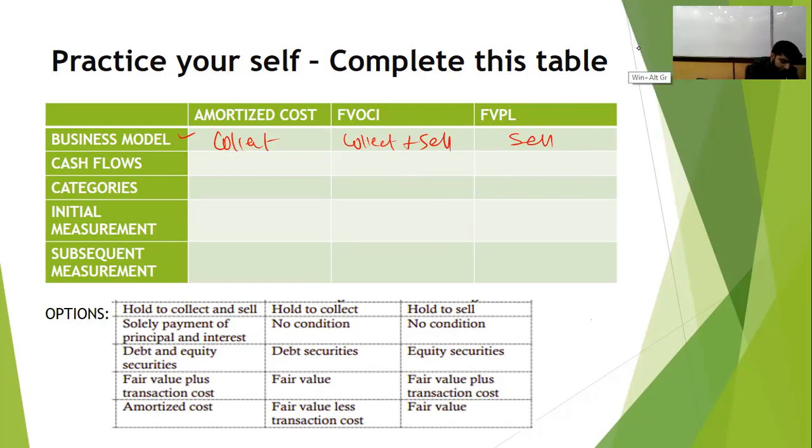Kindly please complete this table. Options are given below. You may use these options to complete this table. Complete this table, please. Yes, have you done it?